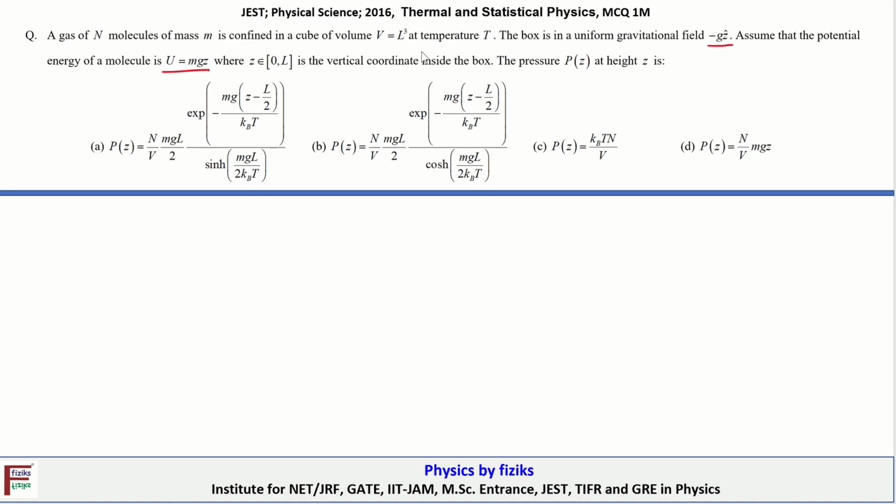So we can solve this problem by making use of the partition function approach. Here the Hamiltonian of the system is equal to p x square plus p y square plus p z square upon 2m. That's the kinetic energy of the particle in 3 dimensions, plus the potential energy, that is m g z, where z can range from 0 to L. So once the Hamiltonian of the system is recognized, then we can write the partition function.